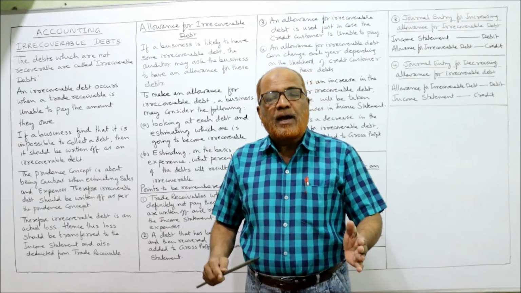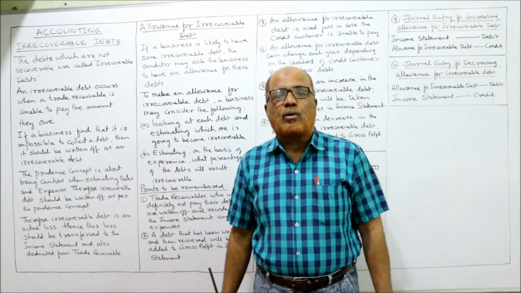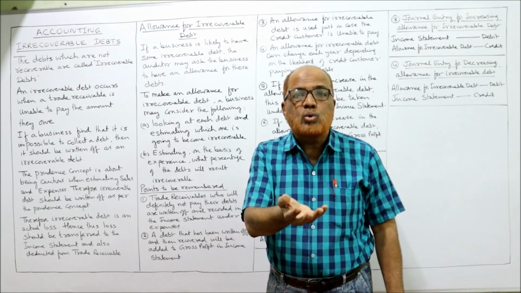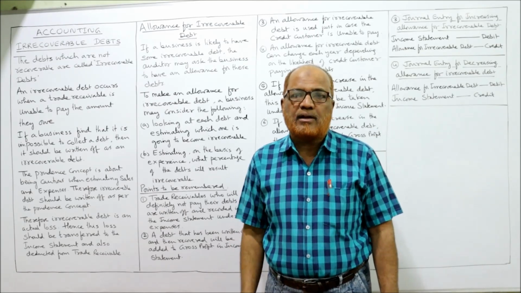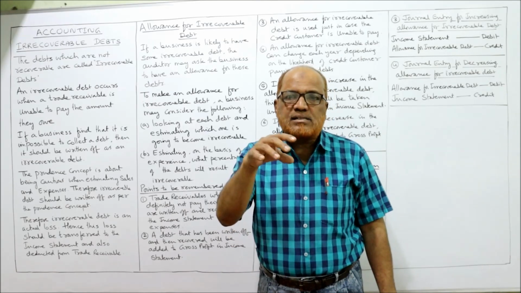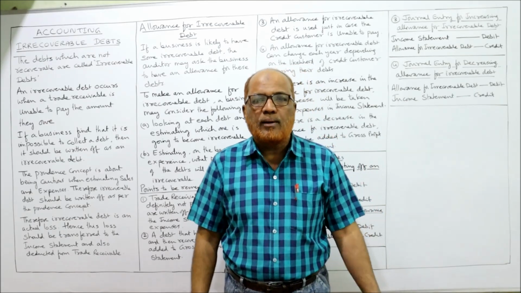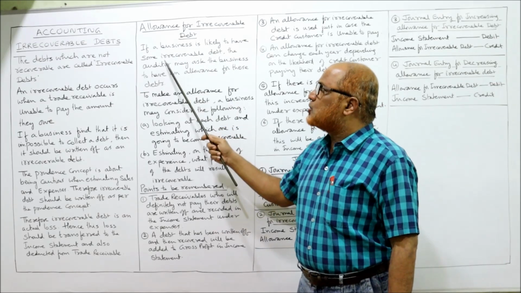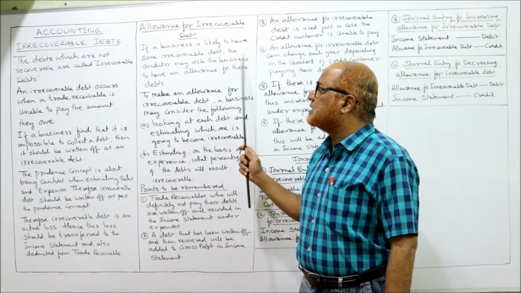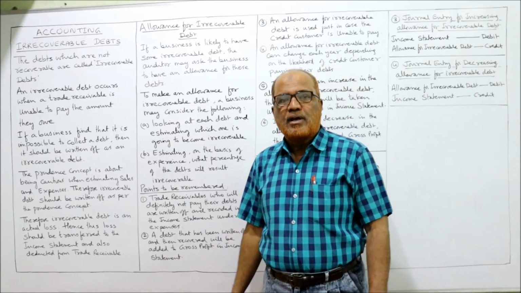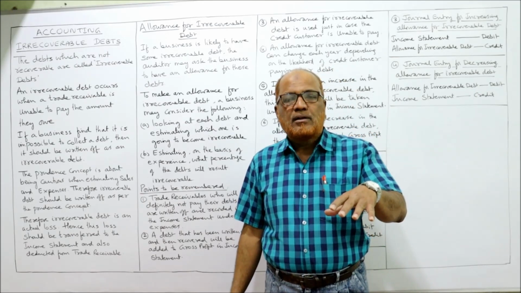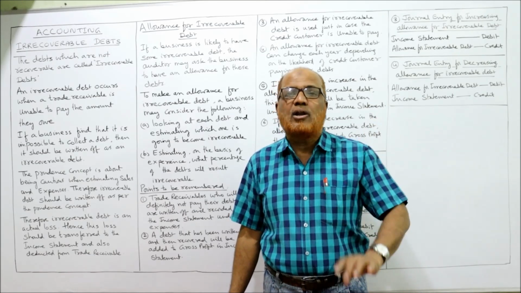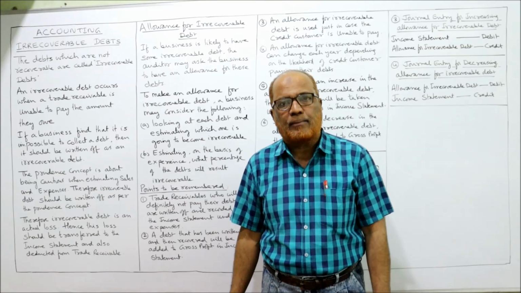But at the time of closing the accounts, the business has to estimate how many dollars we may lose on account of irrecoverable debt. That expected loss is called allowance for irrecoverable debt. If a business is likely to have some irrecoverable debt, the auditor may ask the business to have an allowance for these debts, to provide some expected loss on account of irrecoverable debt.